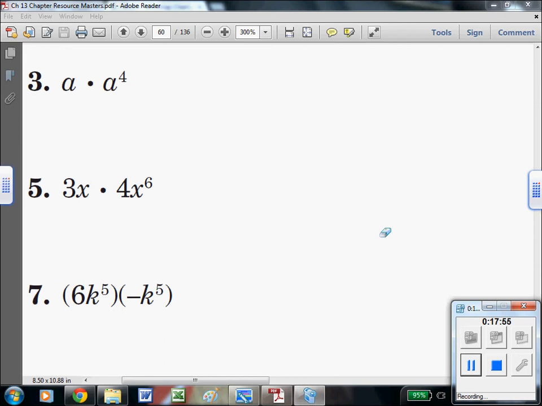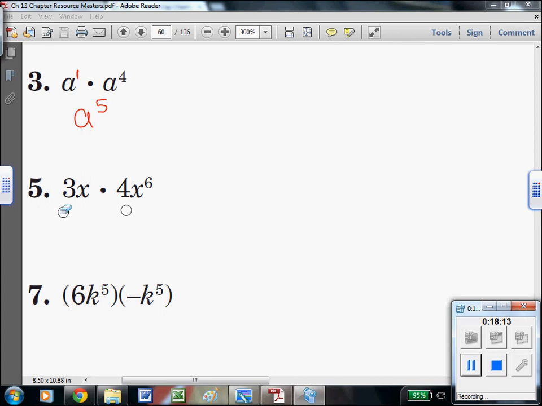All right, so the first one, a times a to the 4th. A doesn't have an exponent. We can give it an exponent. It's a 1. When you multiply, you add exponents. So these are common bases, so you add exponents. 1 plus 4 is 5. So the answer to this question is a to the 5th power. That is the simplified answer for number 3.